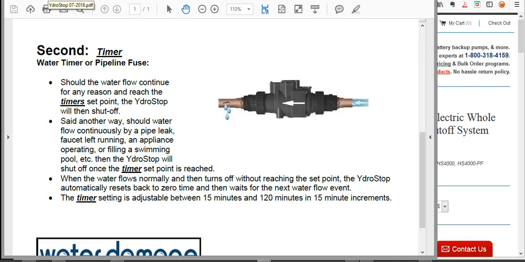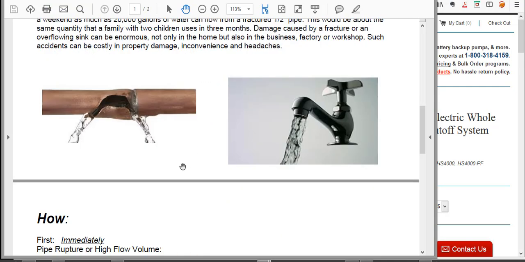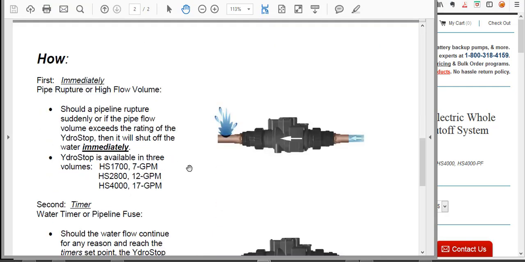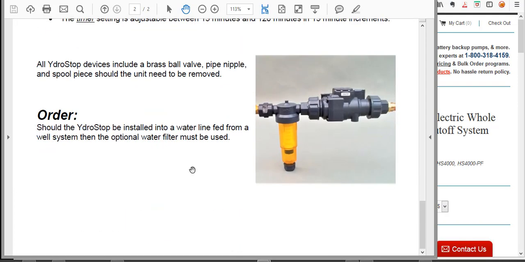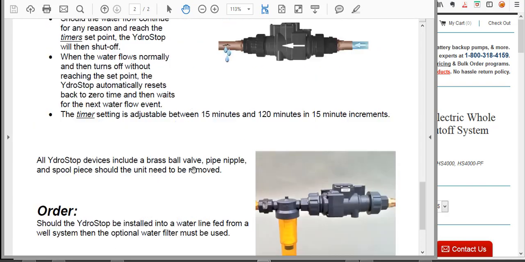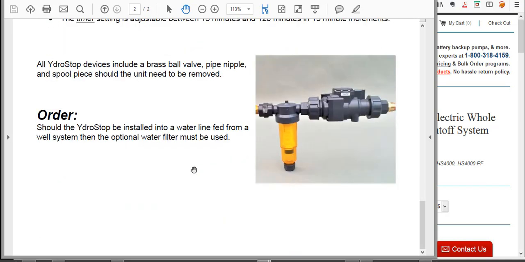The YdroStop is available in three flow capacities: 7 gallons per minute, 12 gallons per minute, and high volume 17 gallons per minute. All YdroStop devices include a brass ball valve, pipe nipple, and spool piece should the unit need to be removed. An optional pre-filter is used for well water applications.